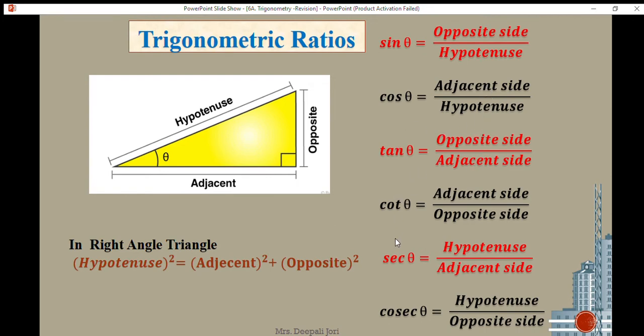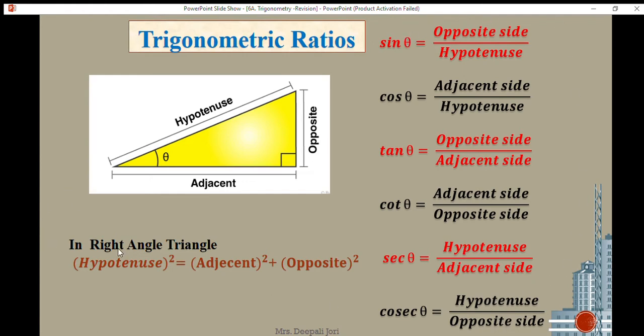And cot, sec and cosec, they are the reciprocals of respectively tan, cos and sine. Cot is the reciprocal of tan. So its formula is the reciprocal of tangent formula, that is adjacent upon opposite. Sec is the reciprocal of cos. So the formula is hypotenuse upon adjacent side, the reciprocal of this formula. And cosec is the reciprocal of sine. So the formula is hypotenuse upon opposite side.